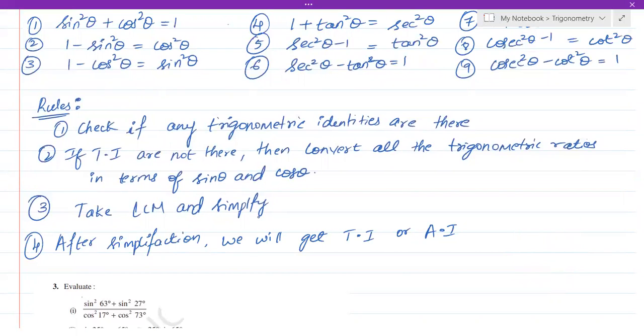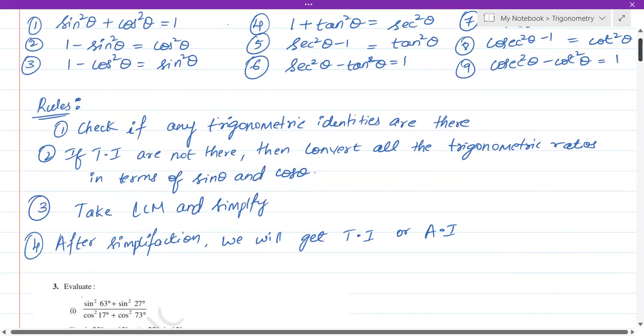Now, very, very simple 4 rules. As soon as you see the question, check if any trigonometric identities are there. If it is there, use it. If it is not there, you can also check for algebraic identities. If it is there, use it. If it is not there, you're going to convert everything into sine theta and cos theta. Once you convert it, you must take LCM and simplify it. Once you simplify it, definitely you will get a trigonometric identity or an algebraic identity, either this or that. So use that identity and you will get the final answer. If you follow these 4 steps, the problems are going to become much easier.